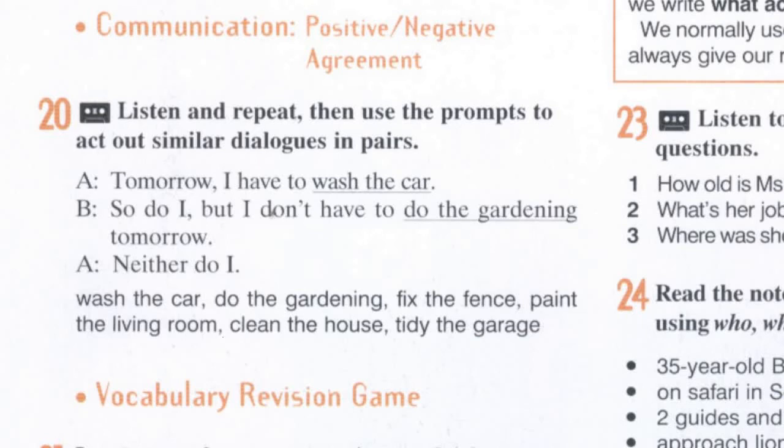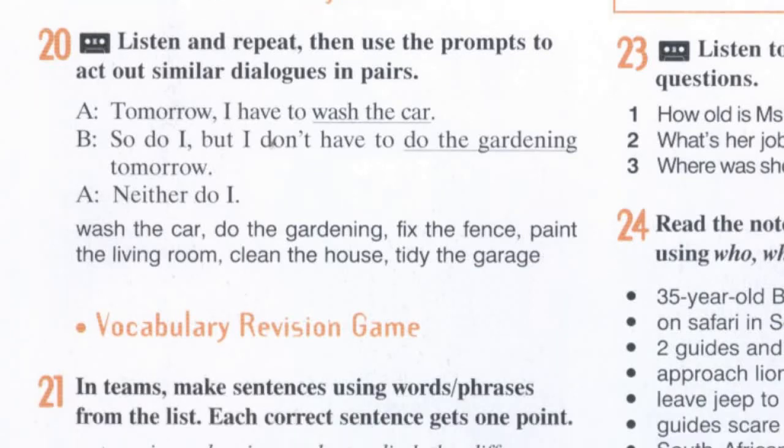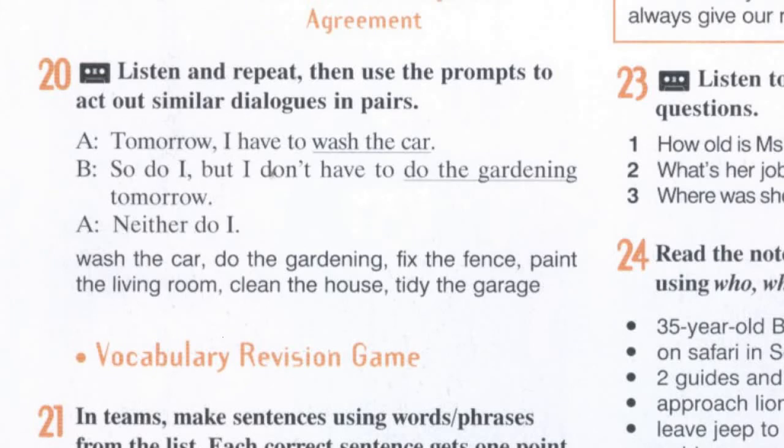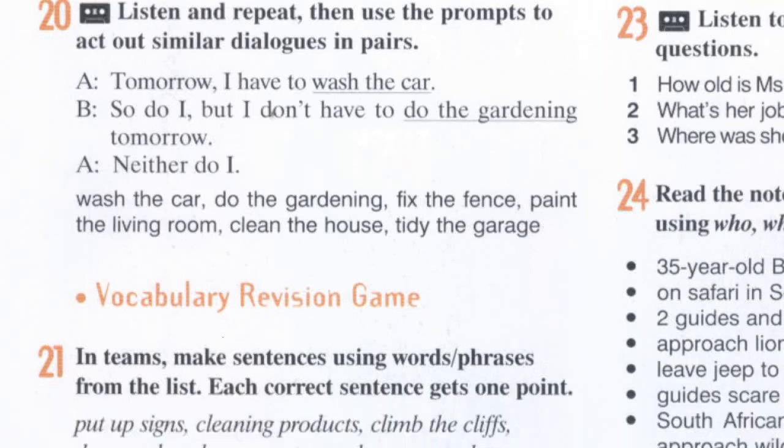And now, look here. Tomorrow I have to do the gardening, so do I. But I don't have to fix the fences tomorrow, neither do I. You complete this exercise for this part. Pay attention: neither do I for a negative situation, and so do I for a positive situation. And then take your notebook and write all the dialogues for the situations that you can see here.